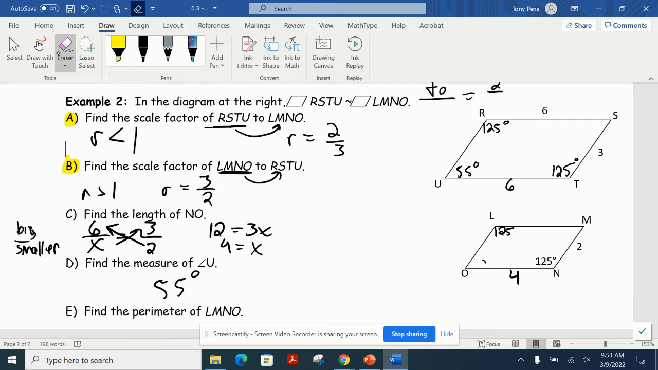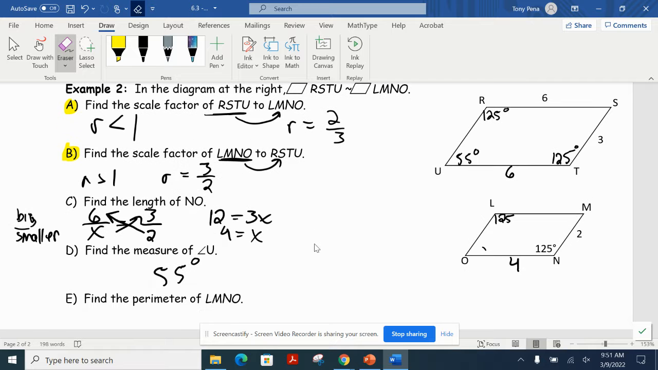Then the only thing that is somewhat new today, letter E, find the perimeter of each. That's not new. That's something you've been doing for many, many years. So find the perimeter of this smaller one down here, L, M, N, O. So write that down.